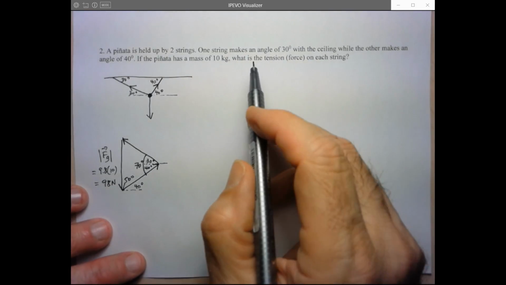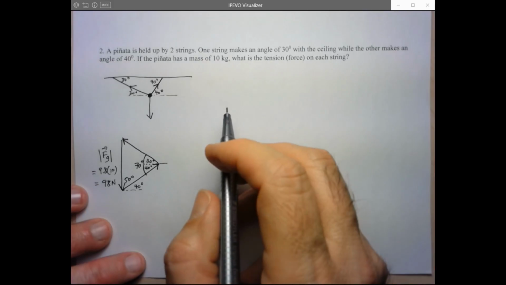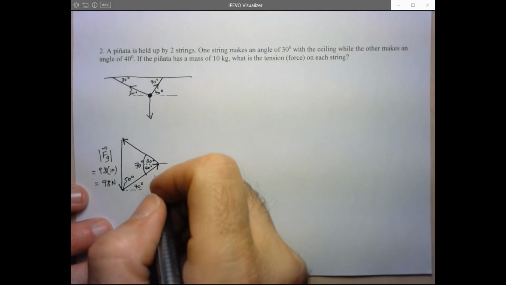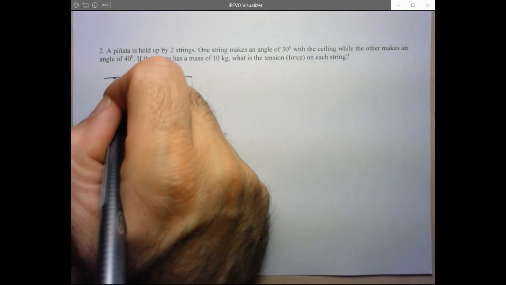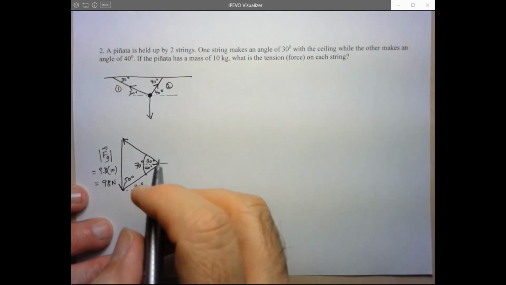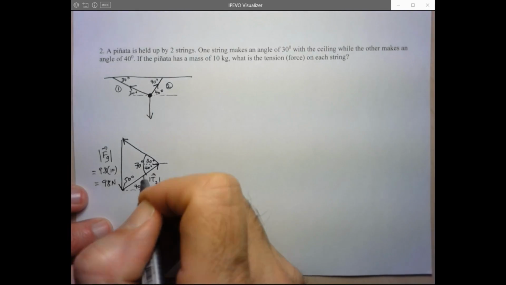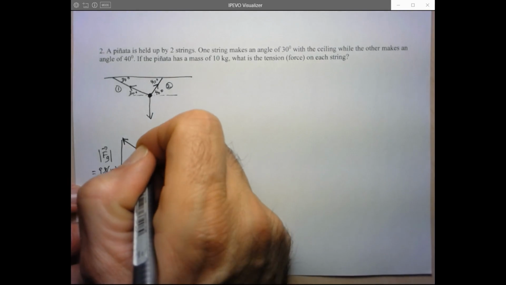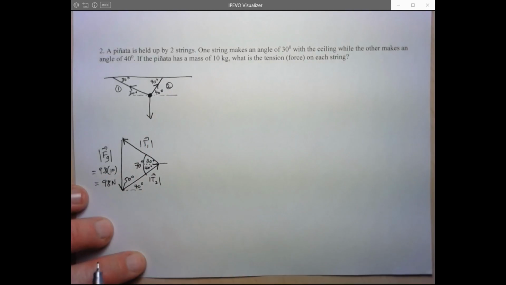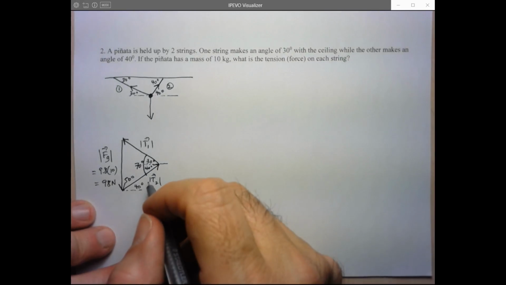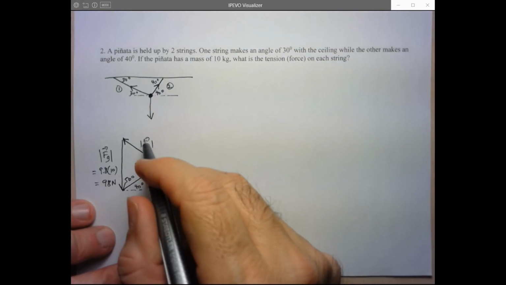So what are we looking for? We're looking for the tension in each string. Okay. So I'll call this, let's say I call this 1 and I call this 2. So this is going to be the magnitude of T2. And this is going to be the magnitude of T1. Okay? It doesn't matter which you call which. All right? So let's see what we need to calculate T1.